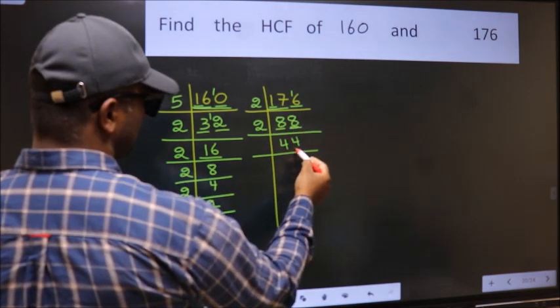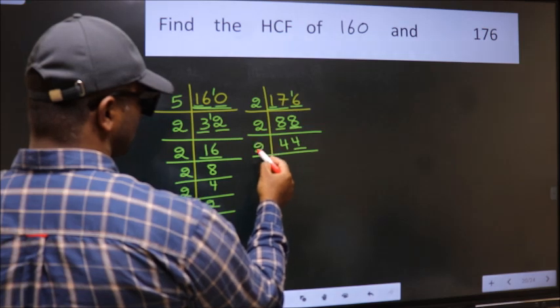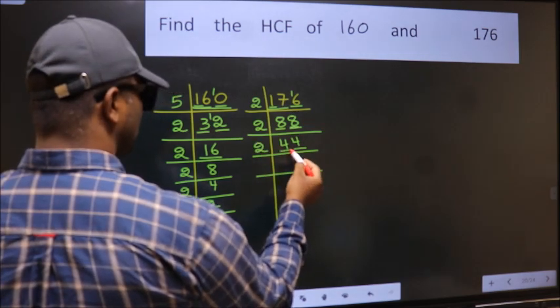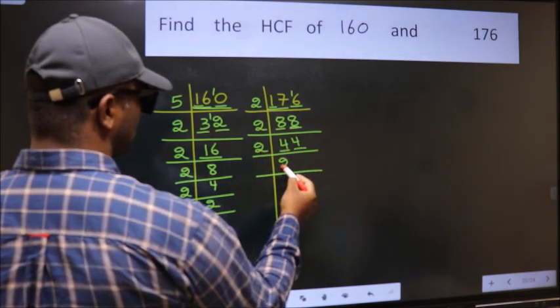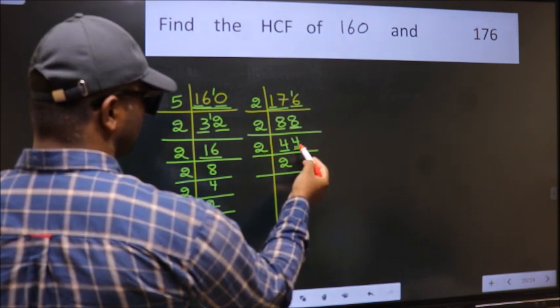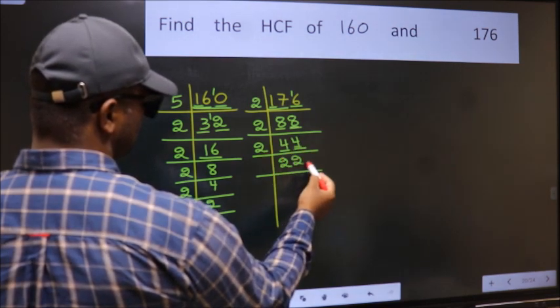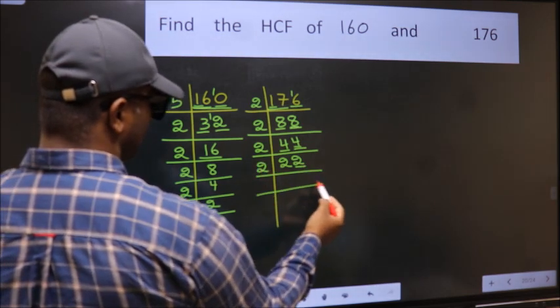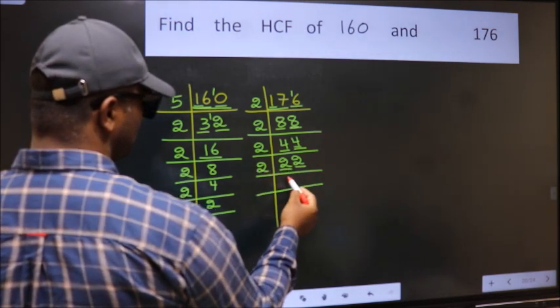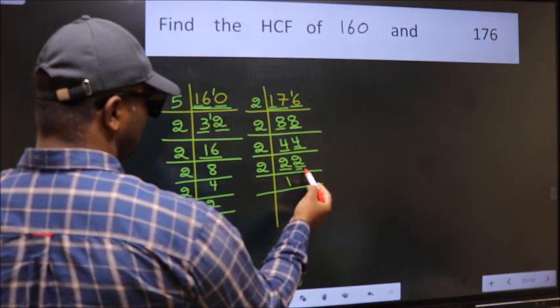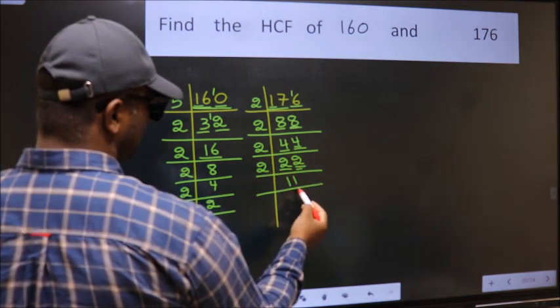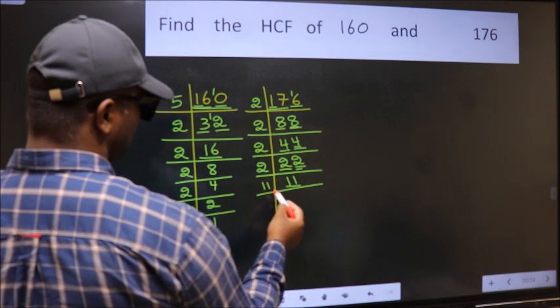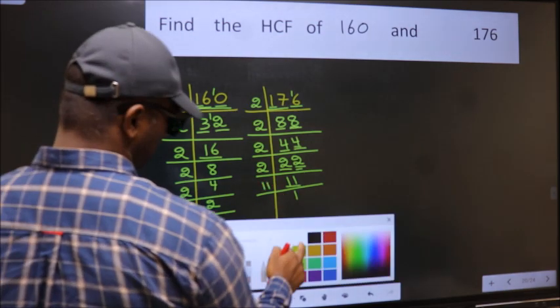The last digit 4 is even, so take 2. First number 4, when do we get 4 in the 2 table? 2 2s 4. The other number 4 is also 2 2s 4. The last digit 2 is even, so take 2. First number 2 is 2 1s 2, and the other number 2 is also 2 1s 2. Now 11 is a prime number, so 11 1s 11.